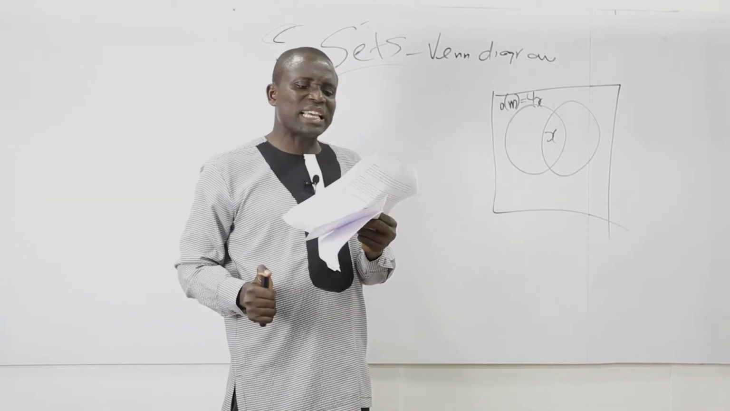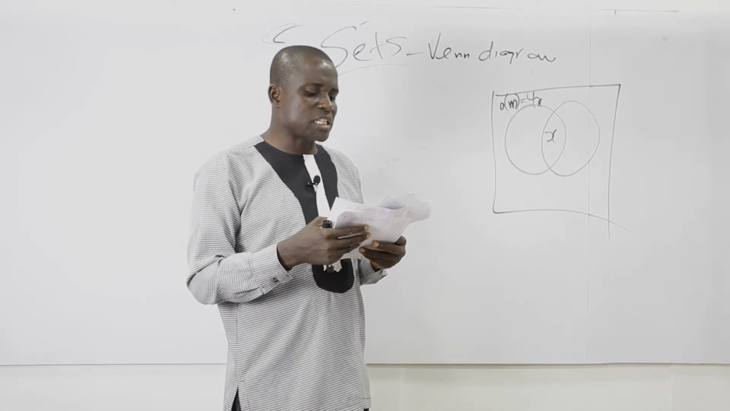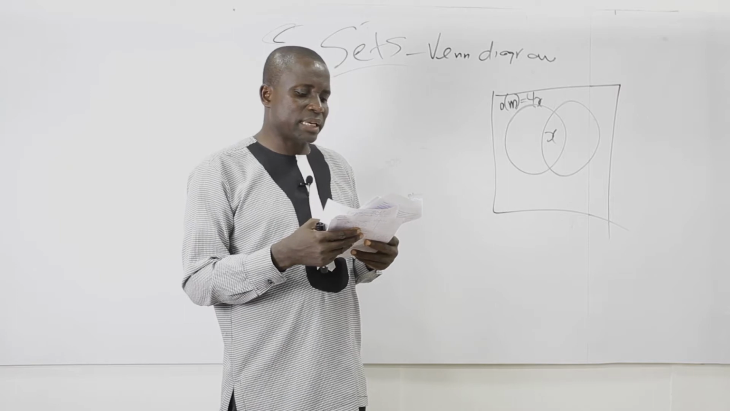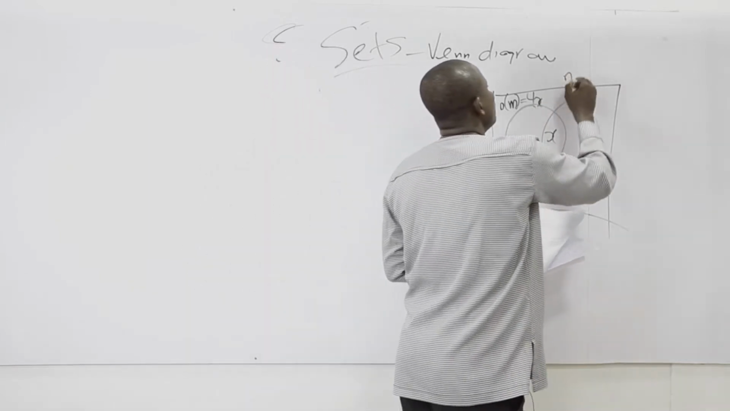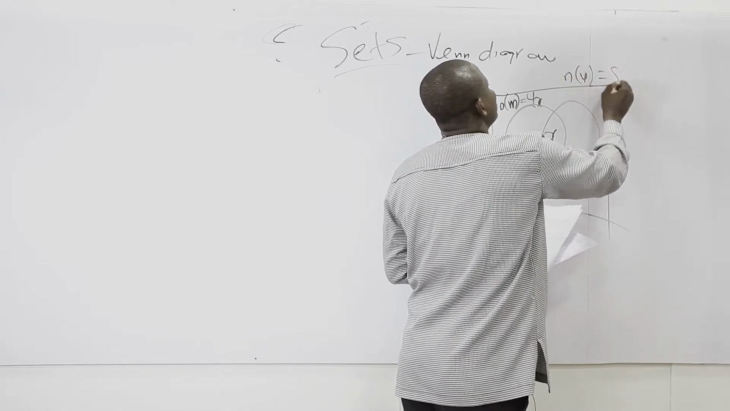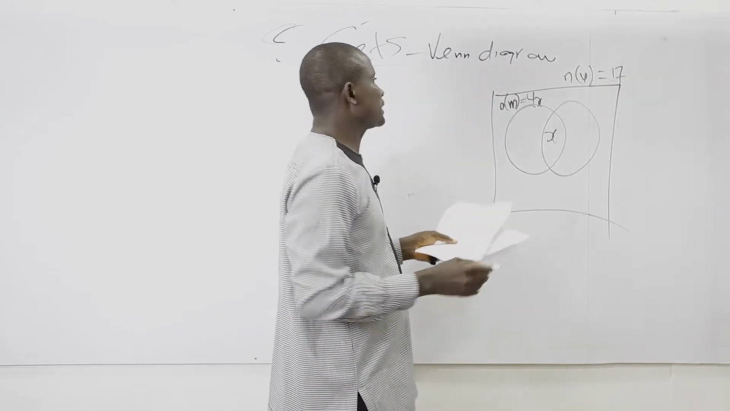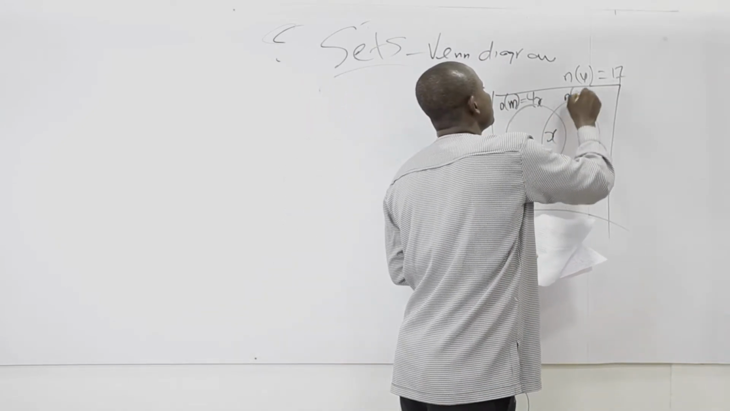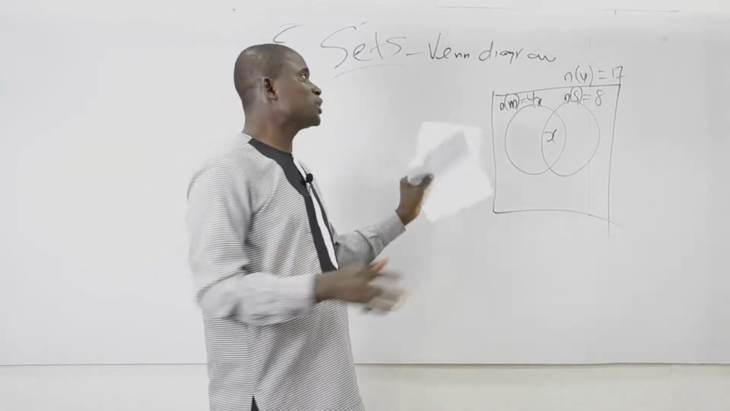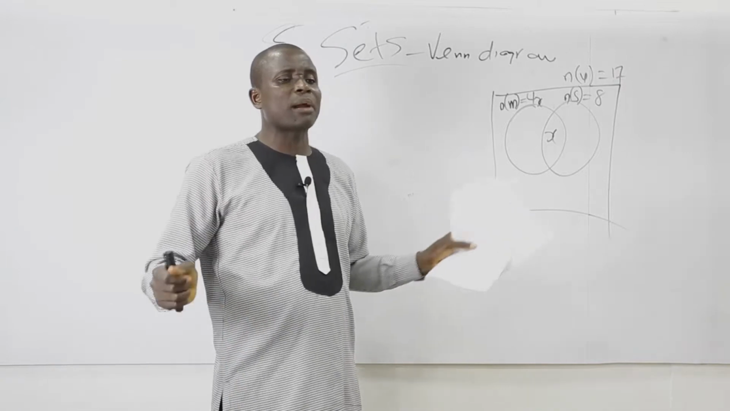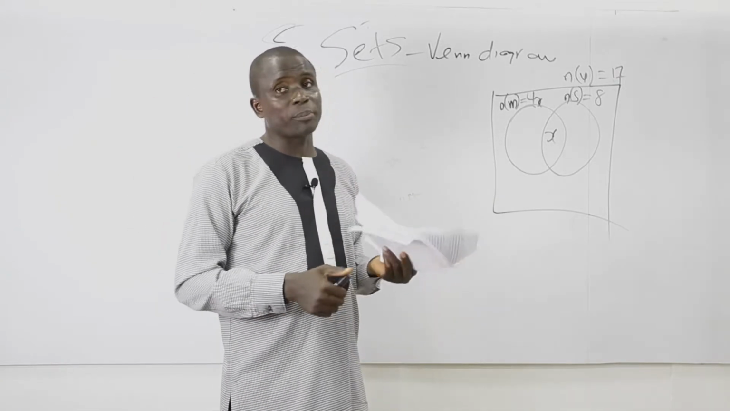Still, he says 8 out of the total of 17 students in the class study science. So this is telling you that n(U) is equal to 17, that's the total, and n(Science) is equal to 8. This is the information. It's very important you know how to draw the Venn diagram and locate the figures at their respective positions.